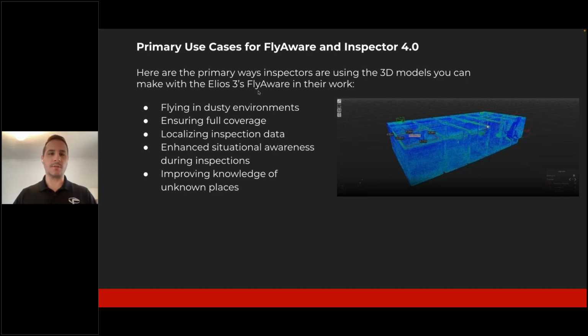Enhanced situational awareness, so just knowing where the drone is within an asset, knowing how far away you are, maybe from a manhole or some exit point. And then also improving knowledge of unknown places. So if you have, let's say, an old mine that doesn't have a map and you want to know how deep it is or how far back it goes, how safe it might be, you can create a quick 3D map using FlyAware and get a sense for the layout and what things look like. Of course, that applies to any scenario where you don't quite know what you're entering. You can send in the E3, create a quick 3D model and see what it is that you're walking into.